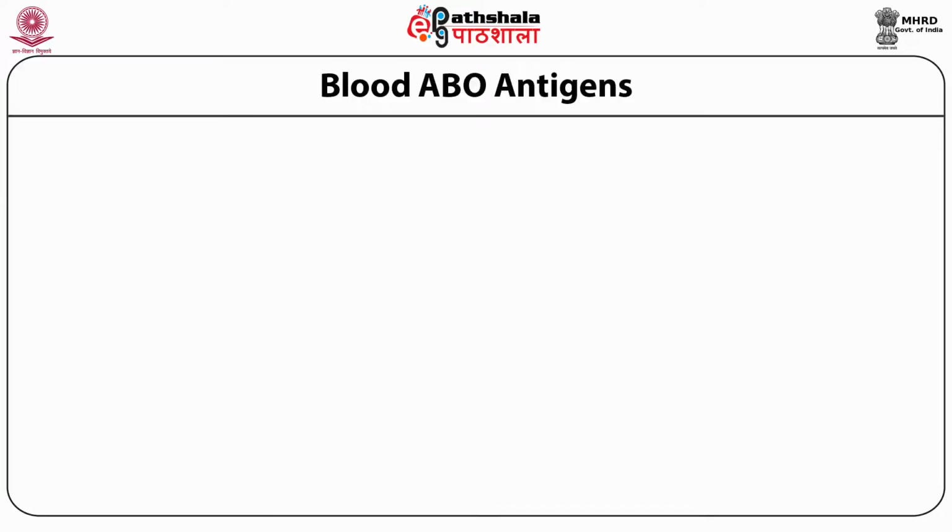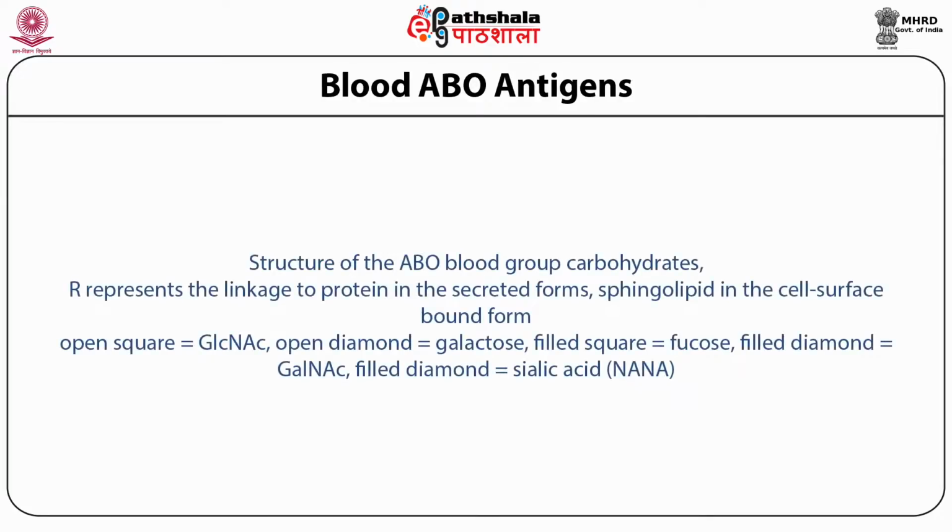Blood ABO antigens: the structure of ABO blood group carbohydrates represents the linkage to protein in these segregated forms, and to sphingolipid in the cell surface bound form. Open square GalNAc, open diamond galactose, filled square fructose, filled diamond GalNAc, filled diamond sialic acid, etc. In case of N-linked glycoproteins, the amino acid having the nitrogen or amino group links to the sugar portion, making N-linked glycoproteins.